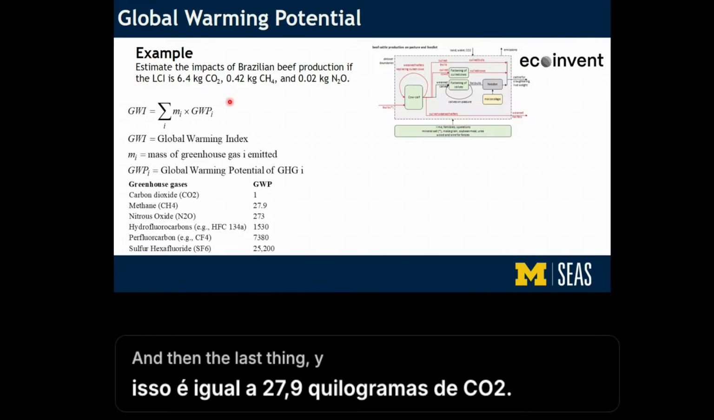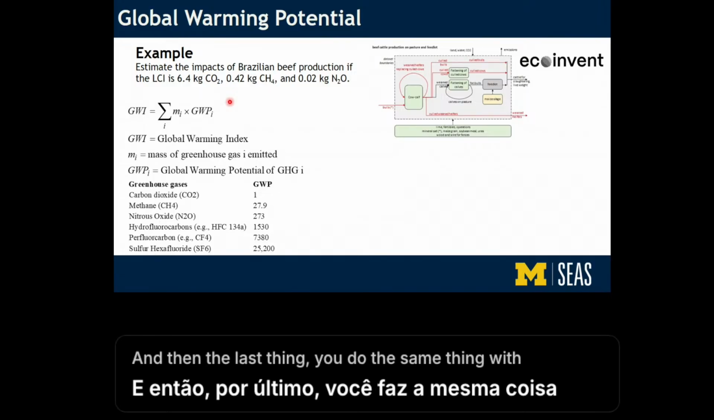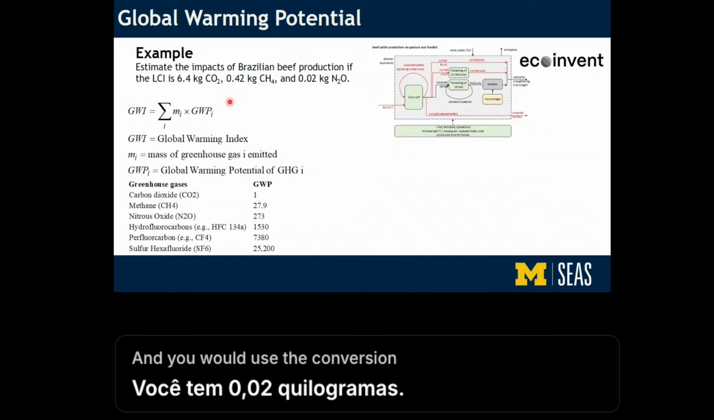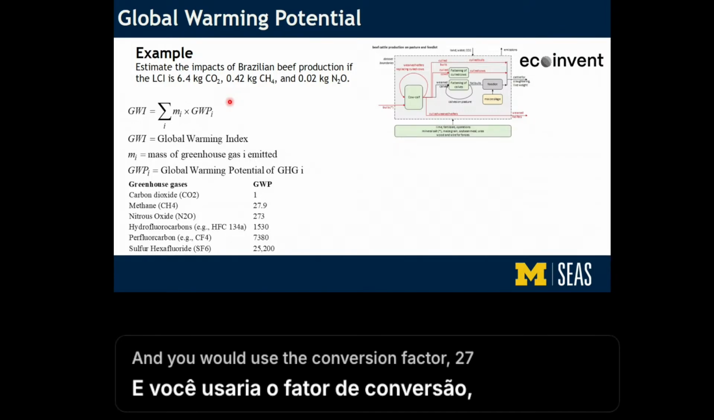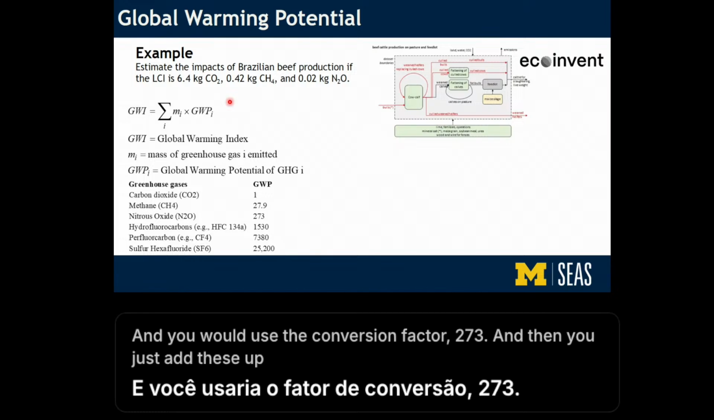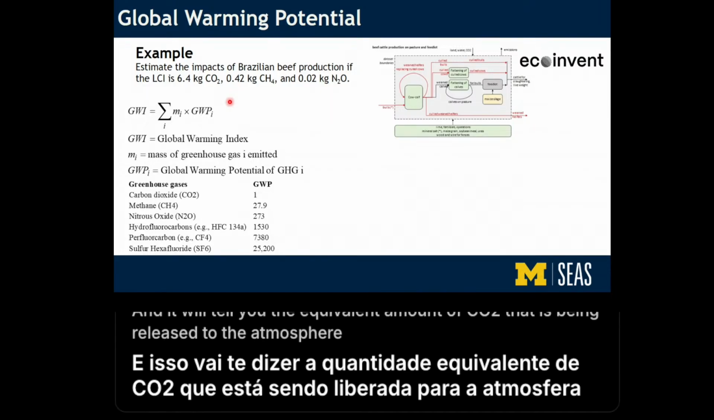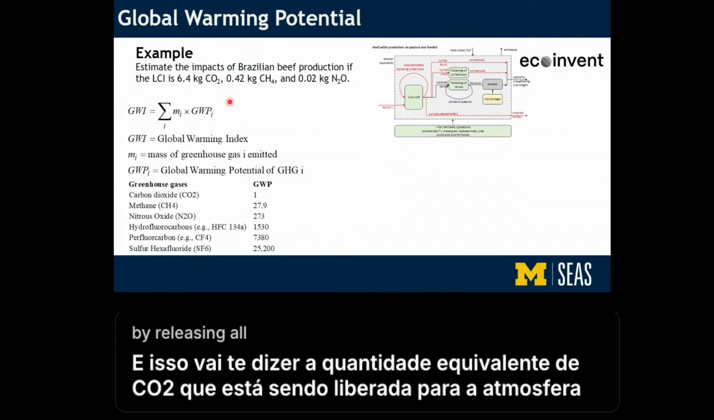You have 0.02 kilograms, and you would use the conversion factor 273. And then you just add these up, and it will tell you the equivalent amount of CO2 that is being released to the atmosphere by releasing all of these different greenhouse gases. It finds a way to take different chemicals and put them into a common unit.